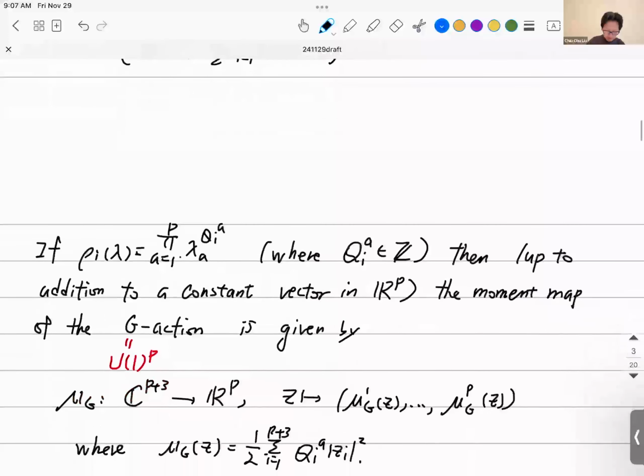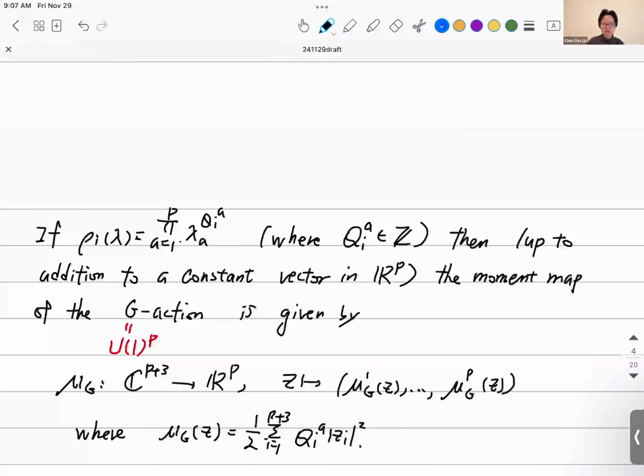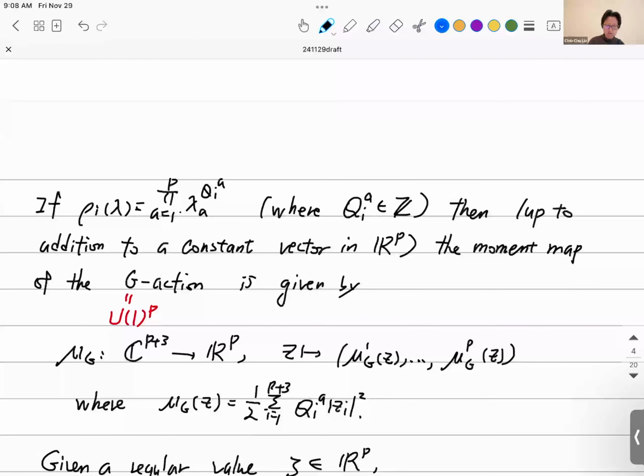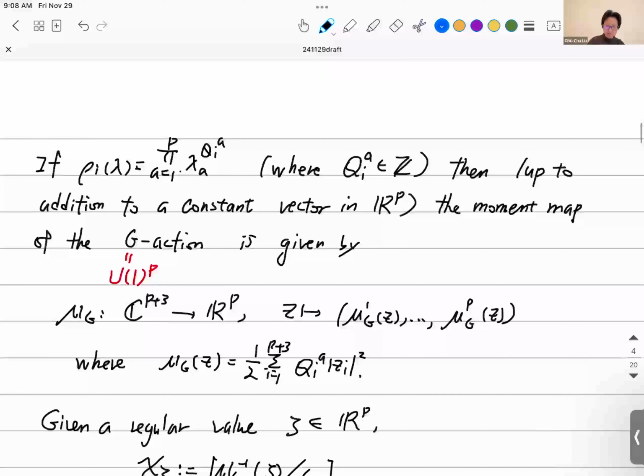More explicitly, each character can be written in this form, a monomial in the lambda_i. The powers Q_i^a are sometimes called the gauge charges, and they are integers. They are the weights of the torus action on the i-th coordinate of C^(p+3). We know that the moment map is defined up to a constant. So up to a constant, the moment map of this compact torus action on C^(p+3), since we have the weights, is just given by this.